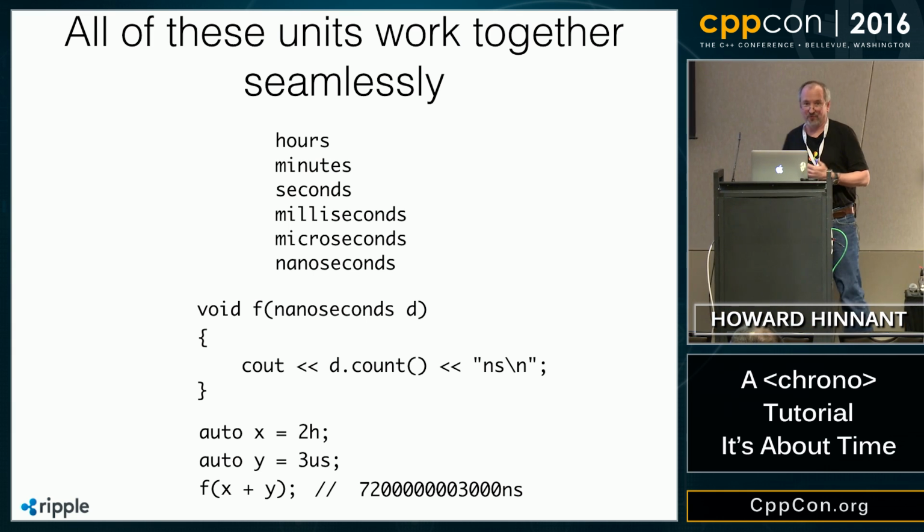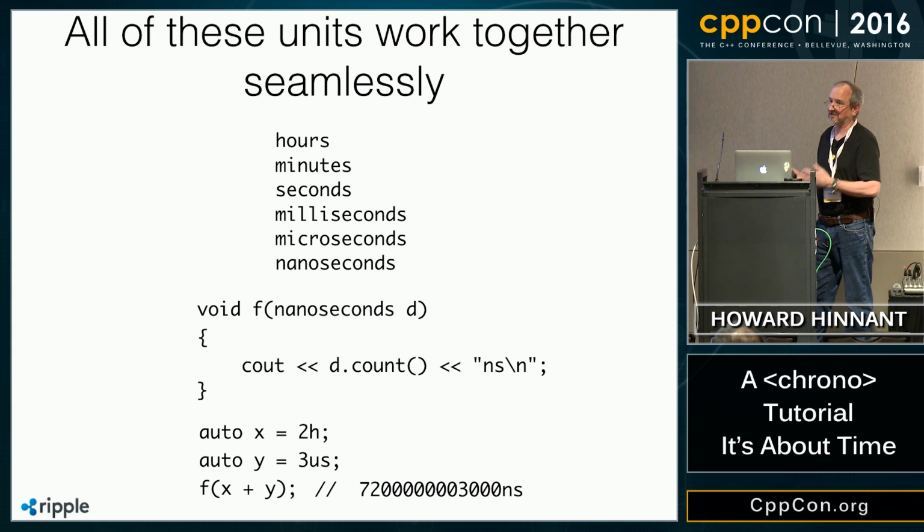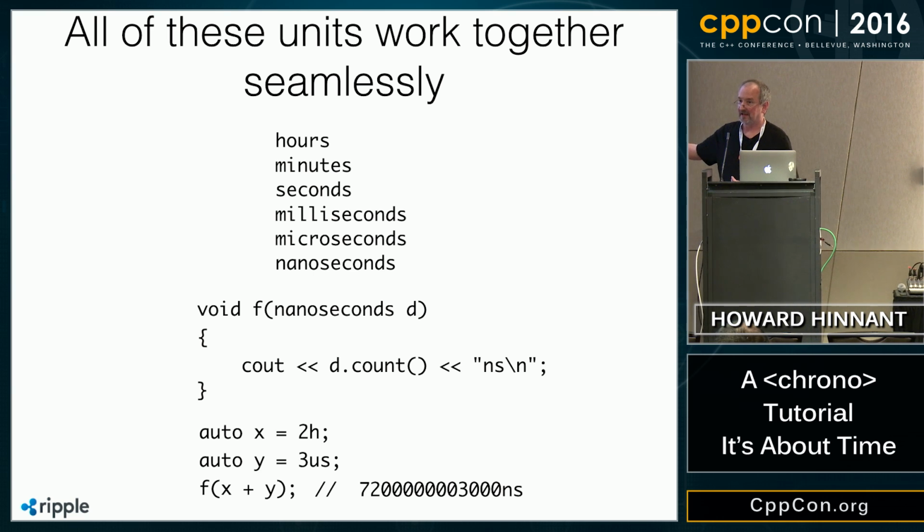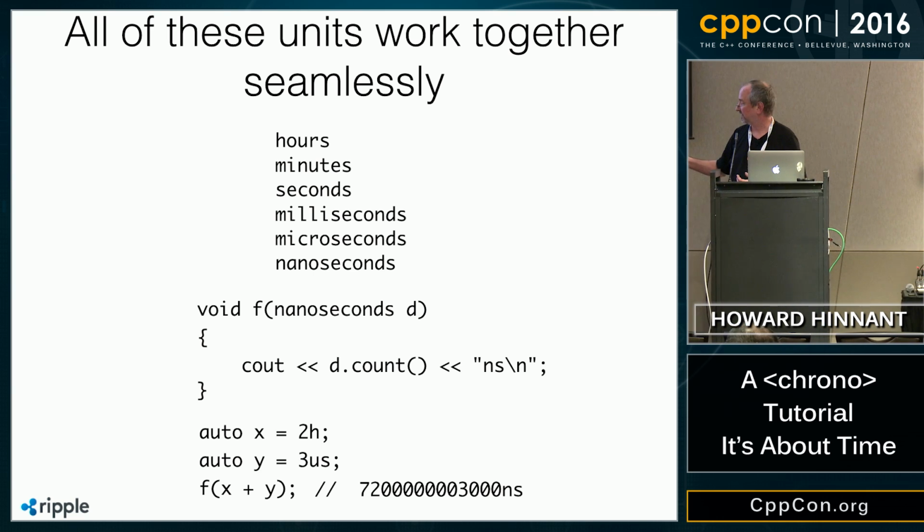So we're looking at relatively complex code here. I mean, it's not rocket science, but it would be easy to get wrong if you were doing all these conversions by hand. And the code is very clean looking, and it's guaranteed to work. It will always get the right answer.